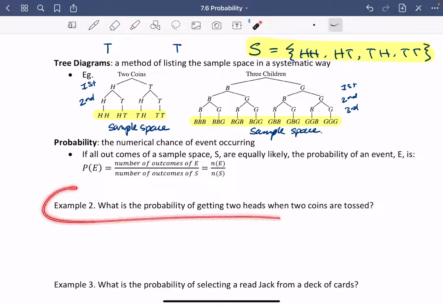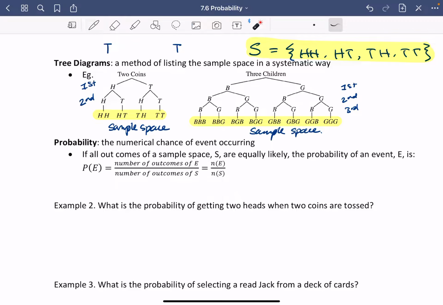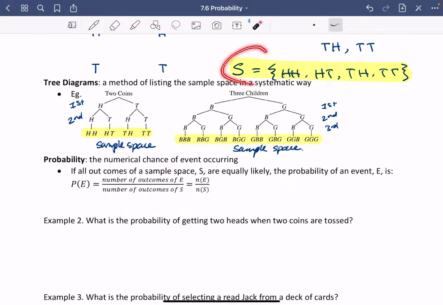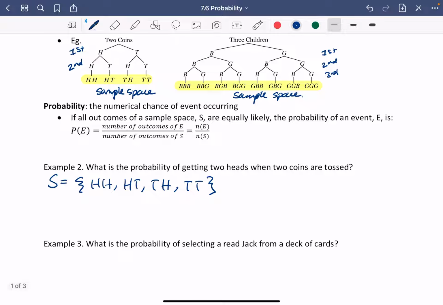example number 2 here, what is the probability of getting 2 heads when 2 coins are tossed? We know the sample space from example 1, let me copy that down: HH, HT, TH, and TT. When do you have 2 heads?